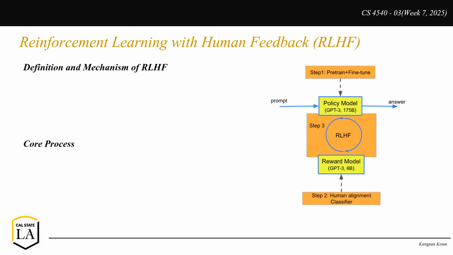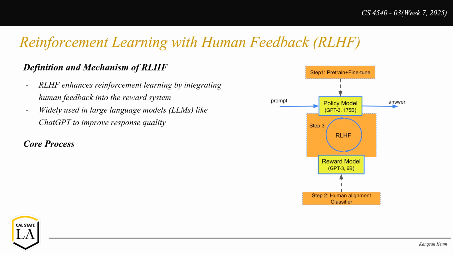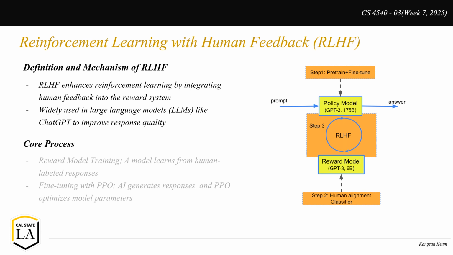Traditional RL relies on predefined reward functions, but human preferences are too complex to encode explicitly. This is where reinforcement learning from human feedback, called RLHF, comes in. Instead of using a fixed reward system, RLHF incorporates human feedback to fine-tune AI models. Here's how it works. First, AI generates multiple responses to a query. Second, humans rank the responses based on quality and preference. Third, a reward model is trained to predict human preferences. Lastly, the model is fine-tuned using proximal policy optimization to align with these preferences. This method is widely used in ChatGPT to improve the relevance, coherence, and safety of responses, making AI interactions more human-like.